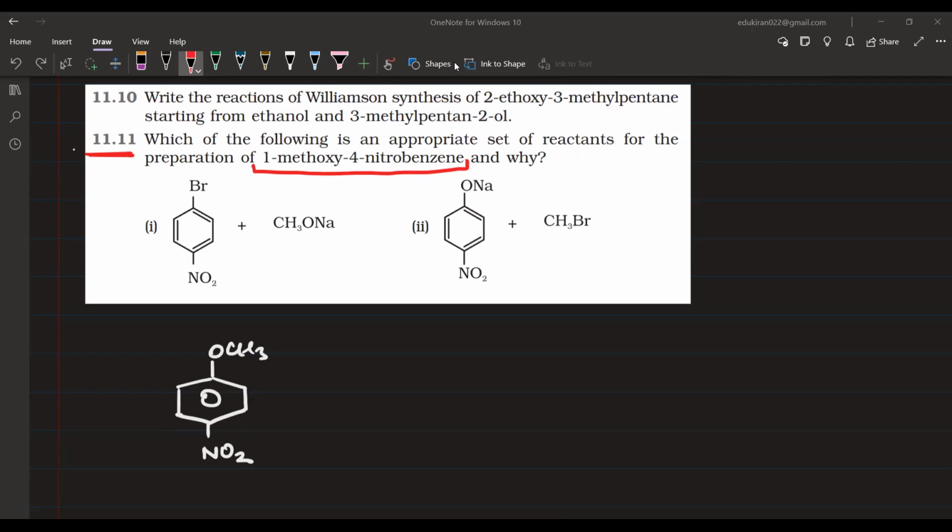Haloarenes and haloalkanes can't be used for preparation of alkoxybenzene, as haloarenes don't undergo SN reactions. Alkoxybenzene can be prepared by treatment of phenoxide ion with haloalkane.